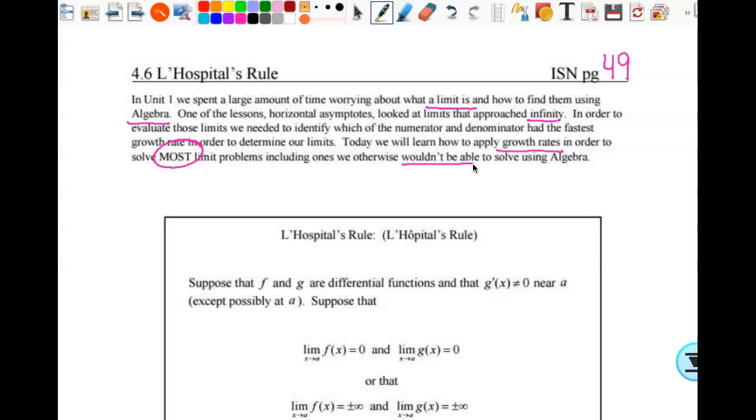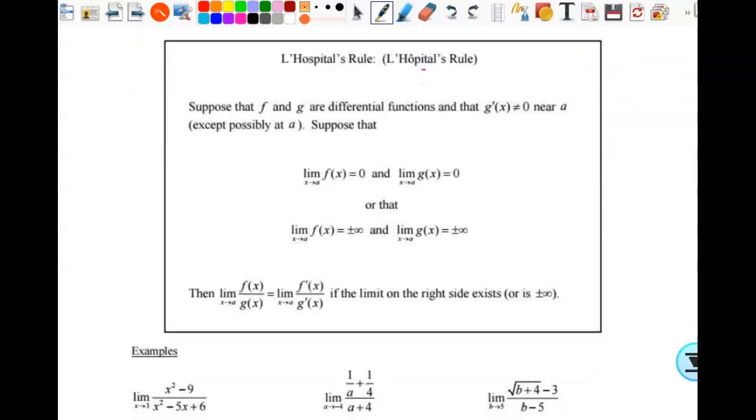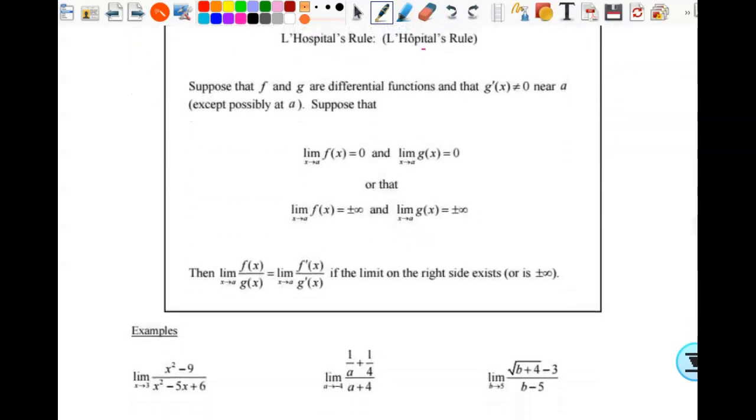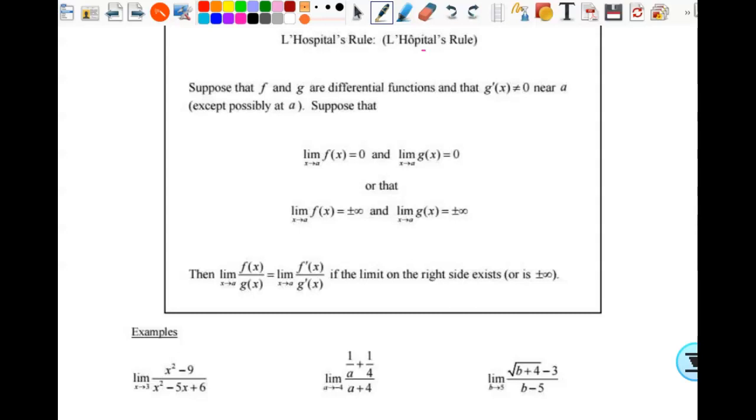Okay? So here is L'Hôpital's rule. Here's how you spell it French-like. I guess you can call it La Hospital if you want to, if you want to sound uncultured. La Hospital.